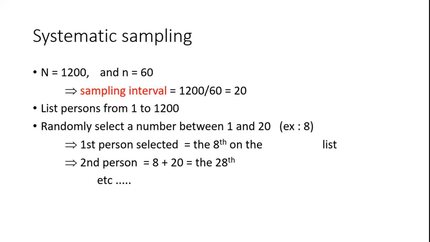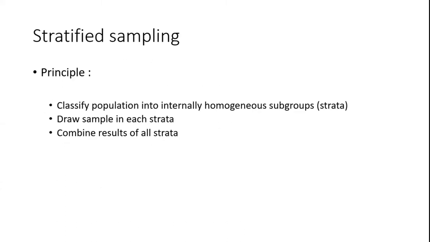Now, systematic sampling. I take every nth person. For example, let's say I want 1200 school children. I want to take 60 children. So my sampling interval becomes 20. I take any random number between 1 and 20, and then I keep on taking every 20th person. So I take 8th, then I take 28th, then I take 48th, and so on and so forth. This is called systematic sampling.